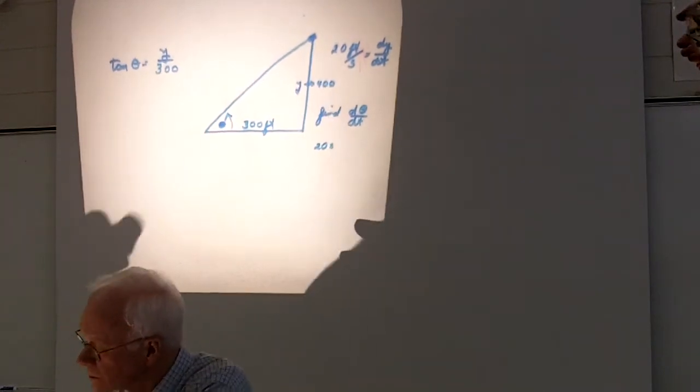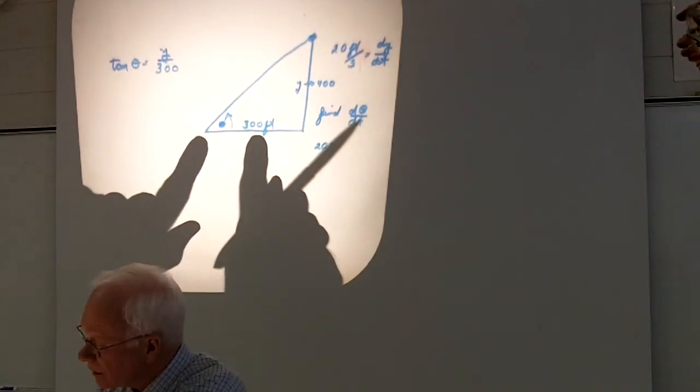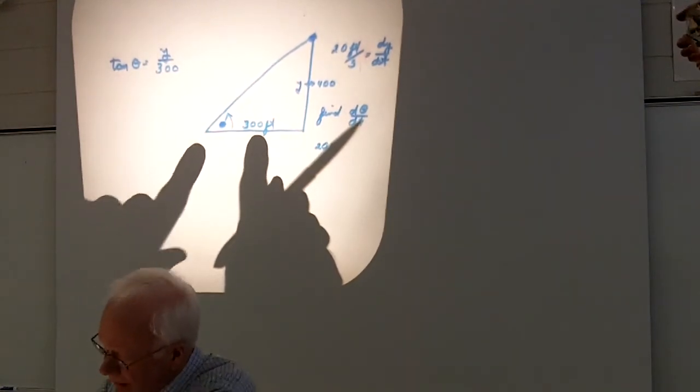Is that because 300 is a fixed number? Yes, so this is a fixed number. It's the denominator, it's already there. Yes, it's already here. Yep.